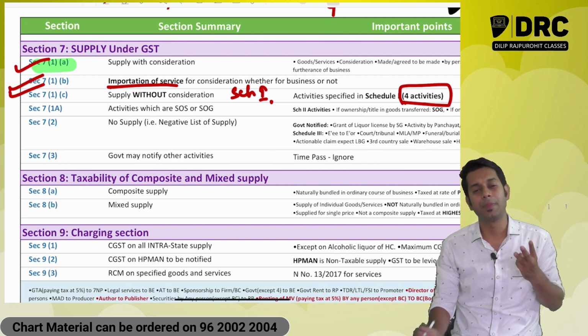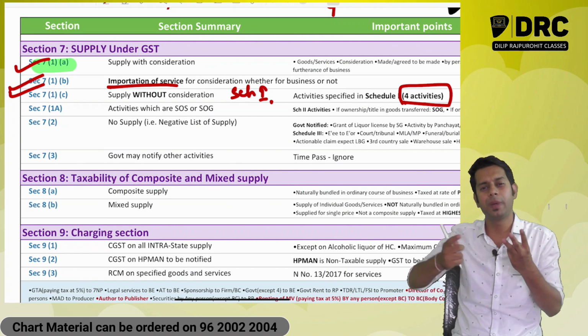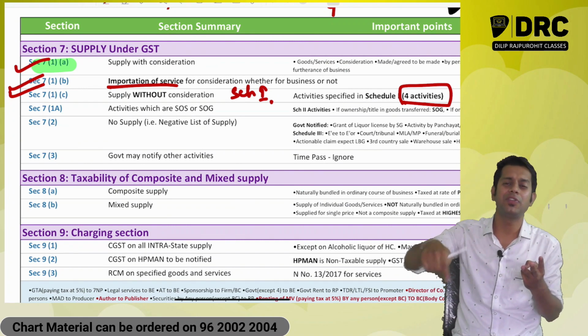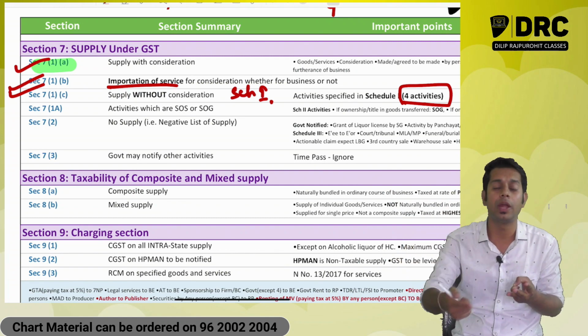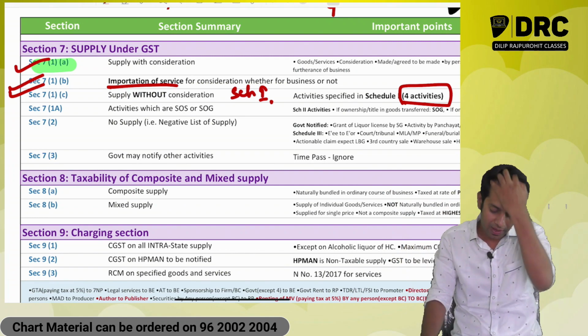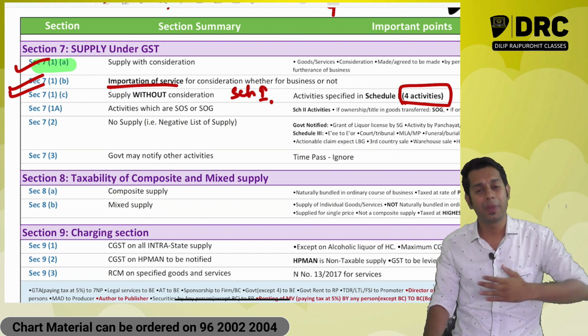Then activity number 3, supply of goods by principal to his agent or vice versa, wherein the agent is undertaking to further supply those goods on behalf of principal in his own name. In whose name? In the agent's name itself. Then importation of services by a person.